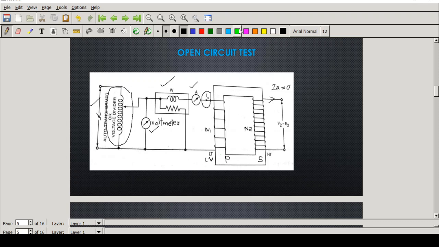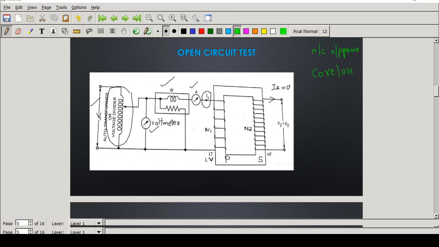So under no load condition, whatever input power we are giving to the transformer is used for supplying the core loss. That is very important. That is, under open circuit or no load condition, the input power will be used for supplying the core loss.